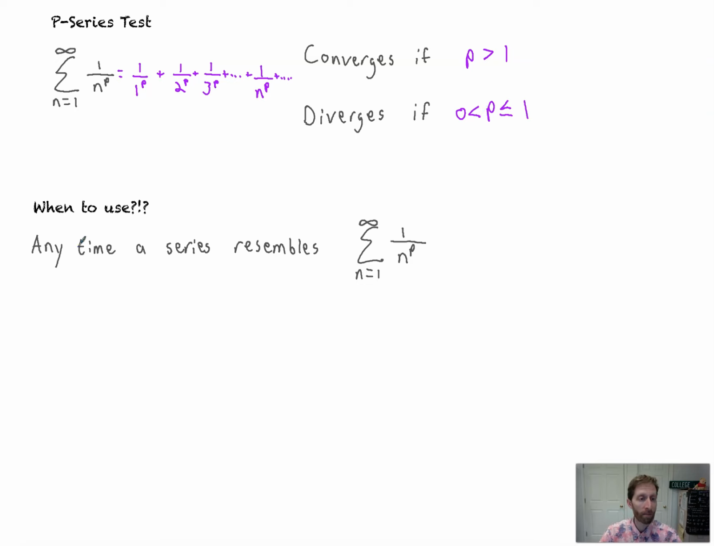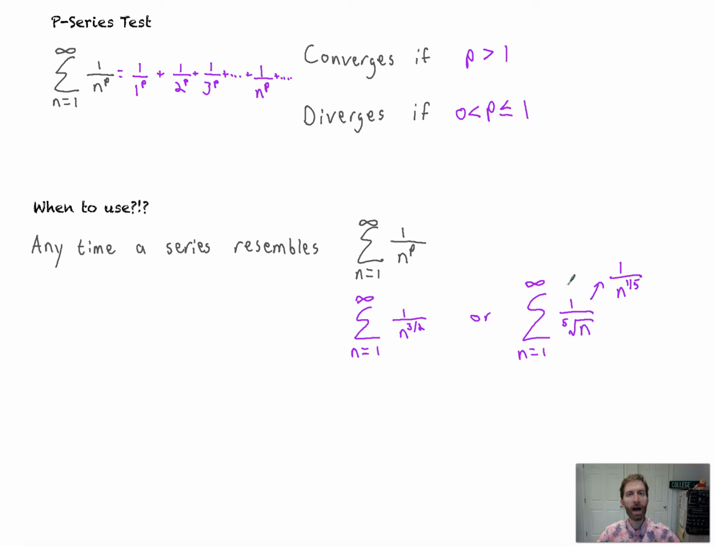So when to use it? Well, anytime a series resembles this form, quite literally. So you could have a series like this. You could have n equals 1 to the infinity of 1 over n to the 3/2. That would be a p-series. Or let's do one like this. And it might not look exactly like it to start, but we could do like 1 over the 5th root of n. And you might be like, that's not a p-series, except you look at this and you think, wait, that's 1 over n to the 1/5.